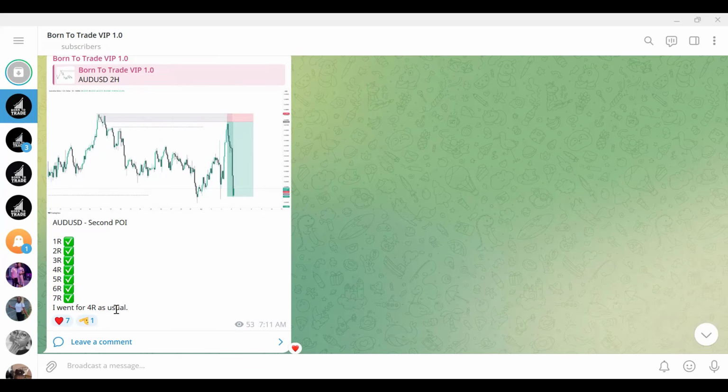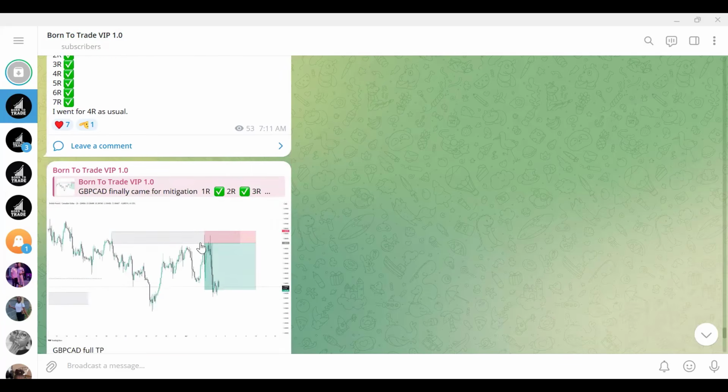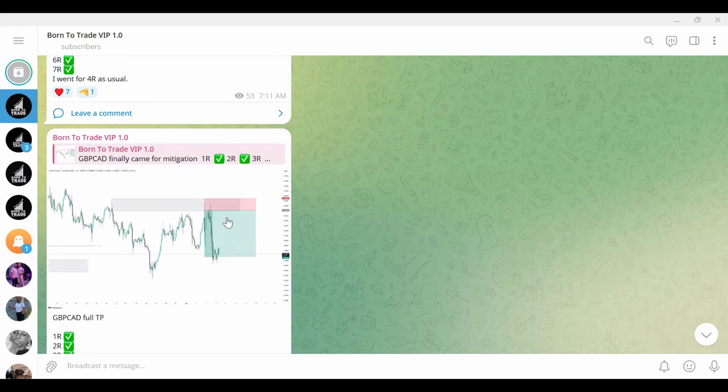Maybe let's do one more explanation so it's going to help you understand how the institutions actually move this market and how you can get involved and ride their trend. So this is another trade opportunity. This is on GBPCAD. Well, I'm not going to explain this. This particular one is very easy and self-explanatory. Let's look for a little complex one.